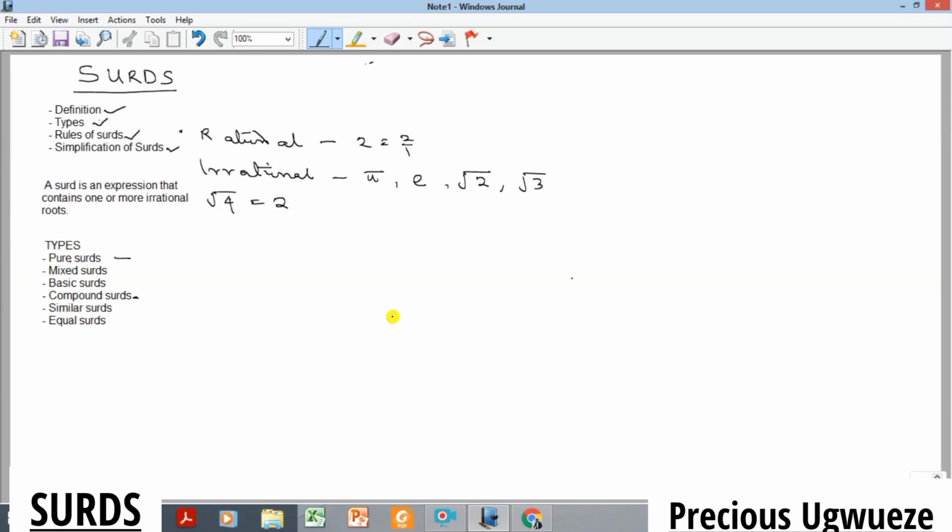Okay, so now we discovered that the irrational roots are all examples of irrational numbers, but not all irrational numbers are surds. So now all of these irrational roots are what we call surds. Like my definition here, I said a surd is an expression that contains one or more irrational roots. So when any expression contains any of these irrational roots, like root 2 or root 3, we refer to that expression as a surd.